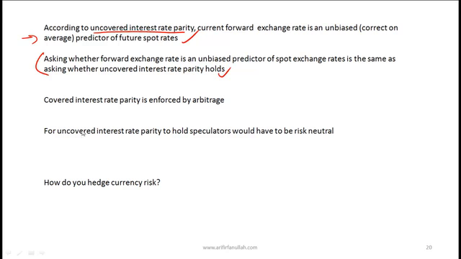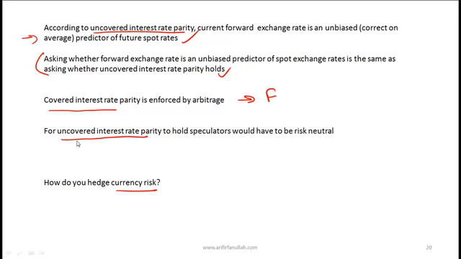Now, looking at the distinction between covered interest rate parity and uncovered interest rate parity. As we've seen before, covered interest rate parity is enforced by arbitrage. So this allows us to determine the forward rate. If this relationship does not hold, then there is a lot of arbitrage profit that can be made and the forward rate will adjust. So essentially, arbitrage helps enforce that covered interest rate parity holds.